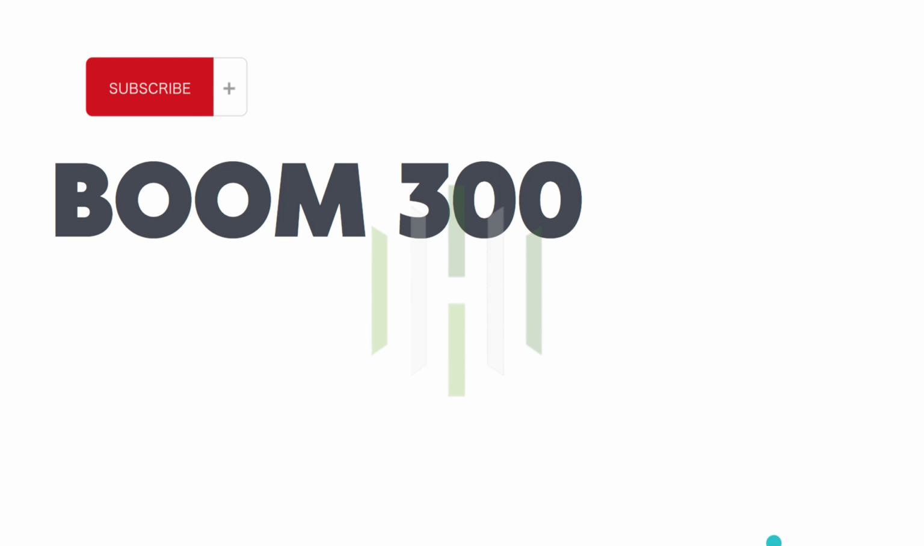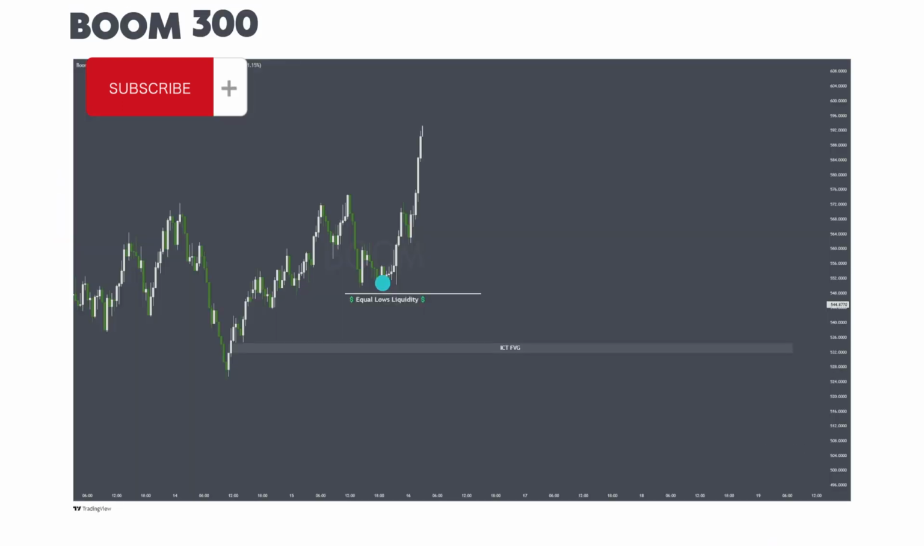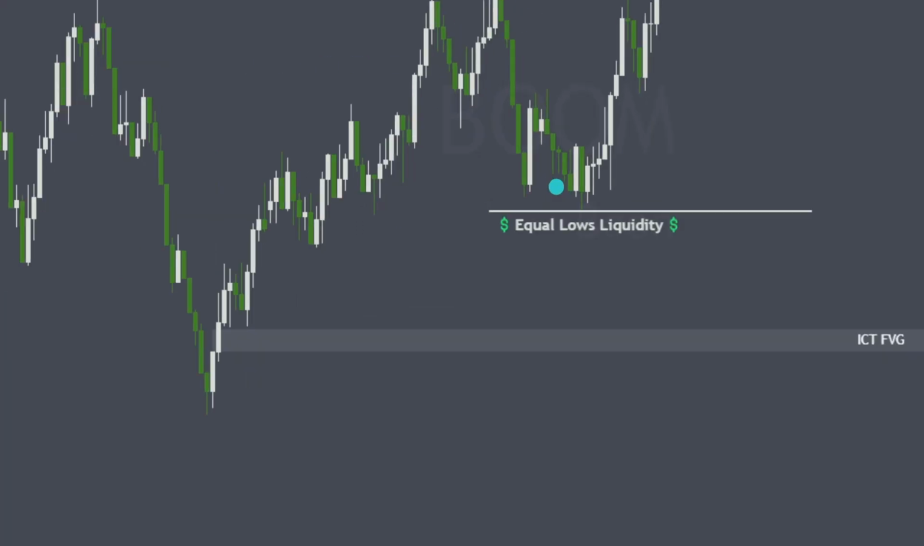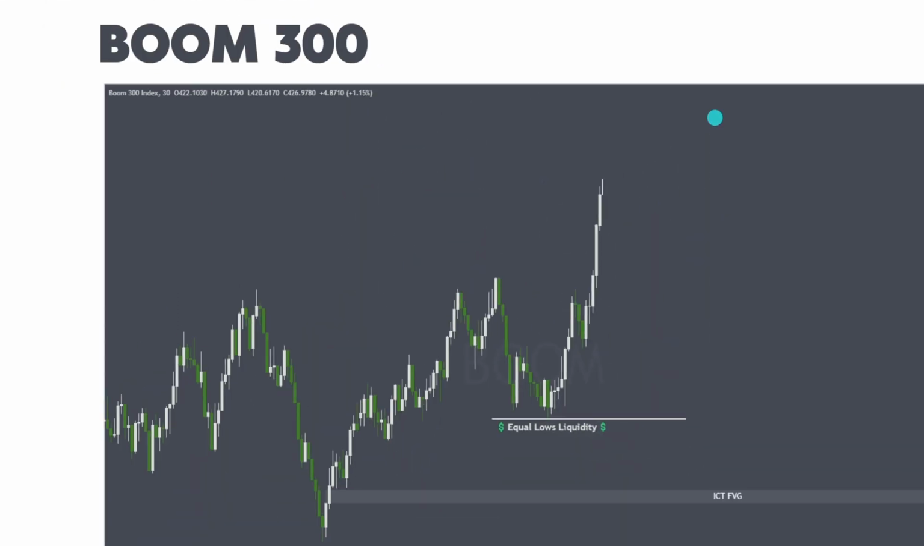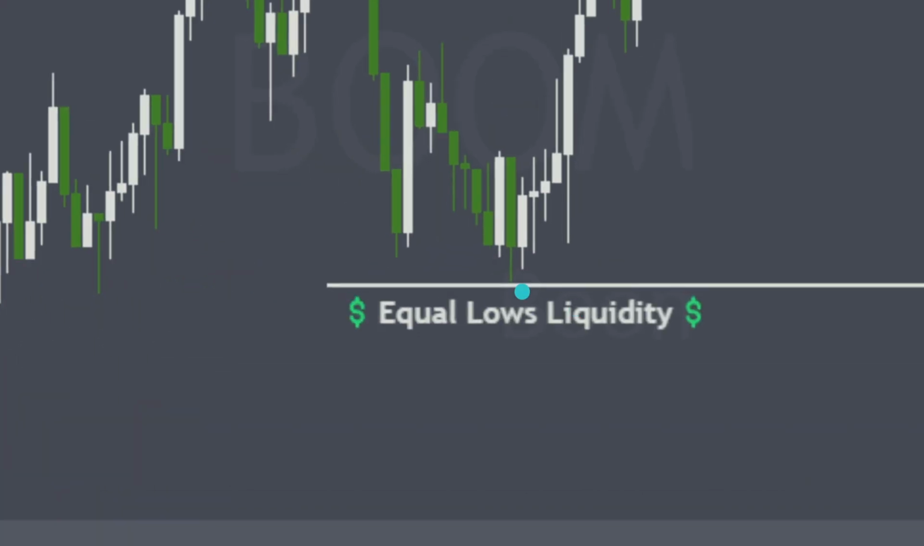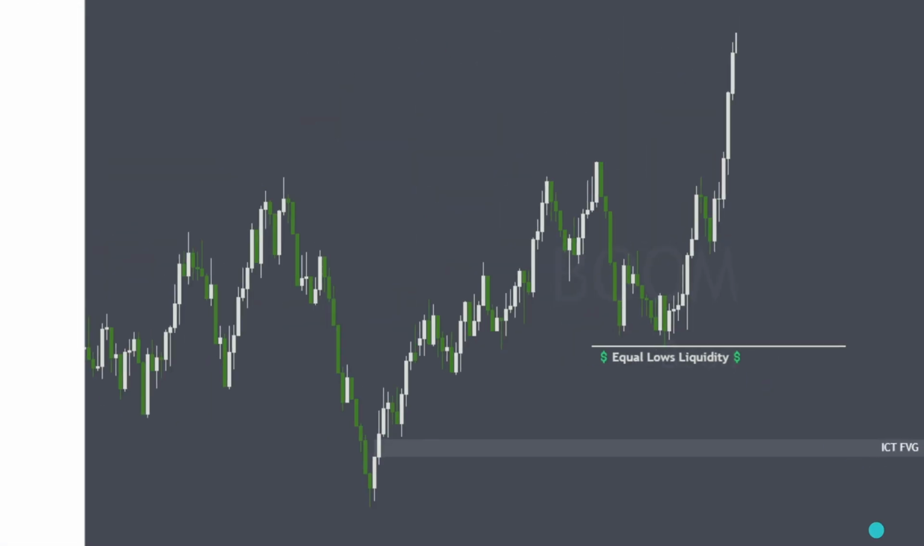Let's jump into Boom 300 examples. So we had a Boom 300 chart here. They went up, then dropped to the downside, right? Then pushed to the upside and broke this high, and then retraced, and then pushed to the spike to the upside. So you want to see if they're gonna have to come to this fair value gap, this ICT fair value gap. So when they do that, we have these relatively equal lows on the downside. So we want to see if they're going to reach into that and push into our ICT fair value gap.